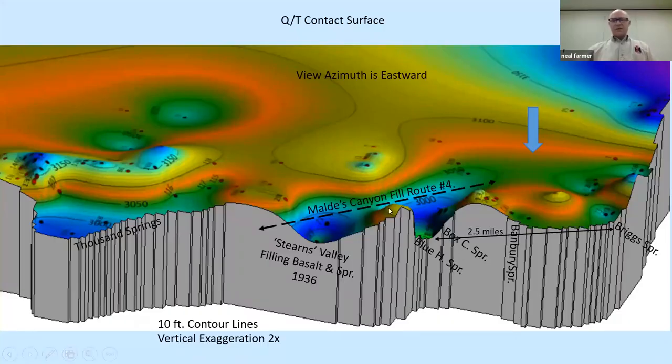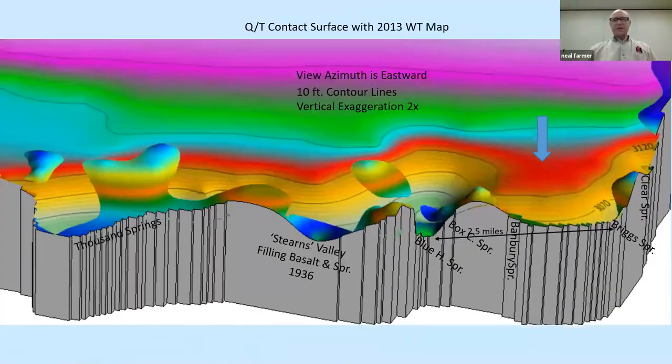And here's Harold Stearns' canyon filling route number 4, which matches our modeling efforts of the low QT contact. And also this is about 2.5 miles distance between Banbury Spring and Blue Heart Spring, just for some scale. We're again looking to the east. But I wanted to point out this area in here where you see kind of a flat area along with some rises in that QT contact. And when we add the 2013 water table map of the ESPA, it also creates basically a peninsula that flattens in the contours, gradient flattens in this area, kind of a table feature.